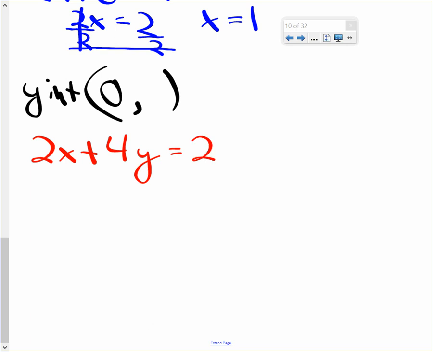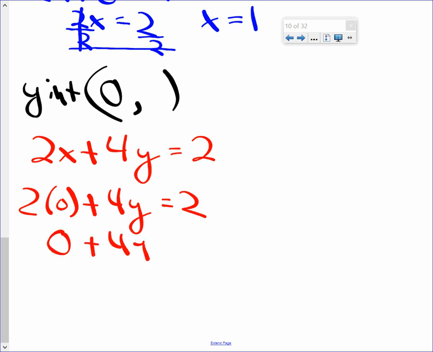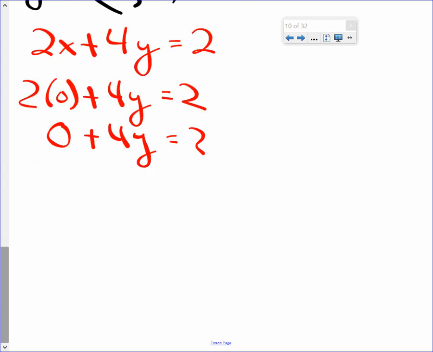2x plus 4y equals 2. Wherever I see x, I'm replacing it with 0 now. 0 plus 4y is 2. What's nothing plus 4y? Logically, if you add nothing to something, you just have the something. Nothing plus 4y is 4y equals 2.